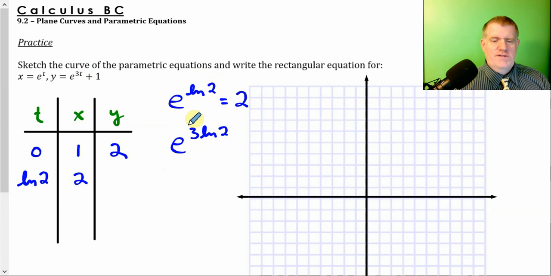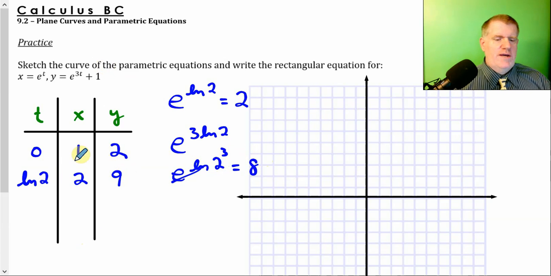What would e to the 3 natural log of 2 equal? All right, well, remember your exponent rules. This is really going to be e to the natural log of 2, to the 3rd. And they kind of eliminate each other. You're left with 8. So this is going to be 8 plus 1, which is going to give us 9. Now that's jumping up real fast, so we know that's a general shape. So let's go the other direction.